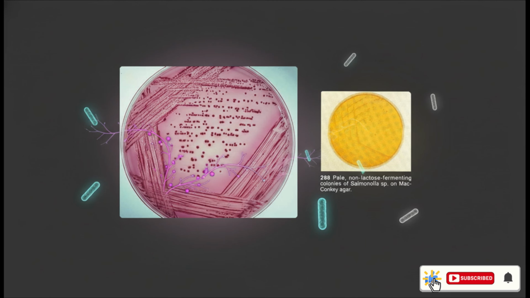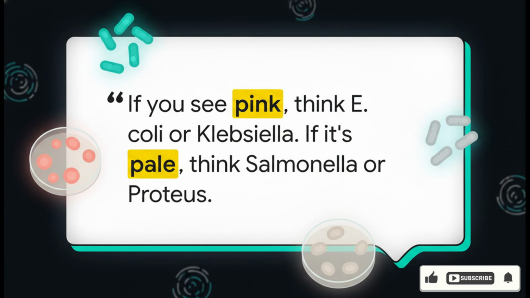And this just illustrates that difference perfectly. Look here. On the left, you see those unmistakable bright pink colonies of E. coli. It's a strong lactose fermenter. And on the right, you see the pale, almost colorless colonies of Salmonella, which is a non-lactose fermenter. Just this one test has split our huge list of suspects right in half. So here's a simple rule of thumb that's incredibly helpful to remember.